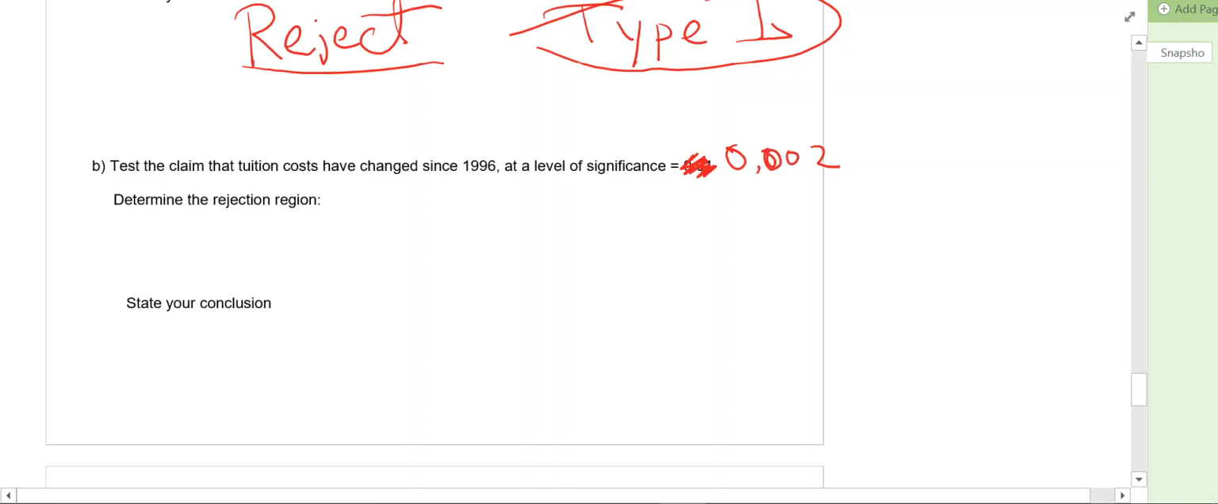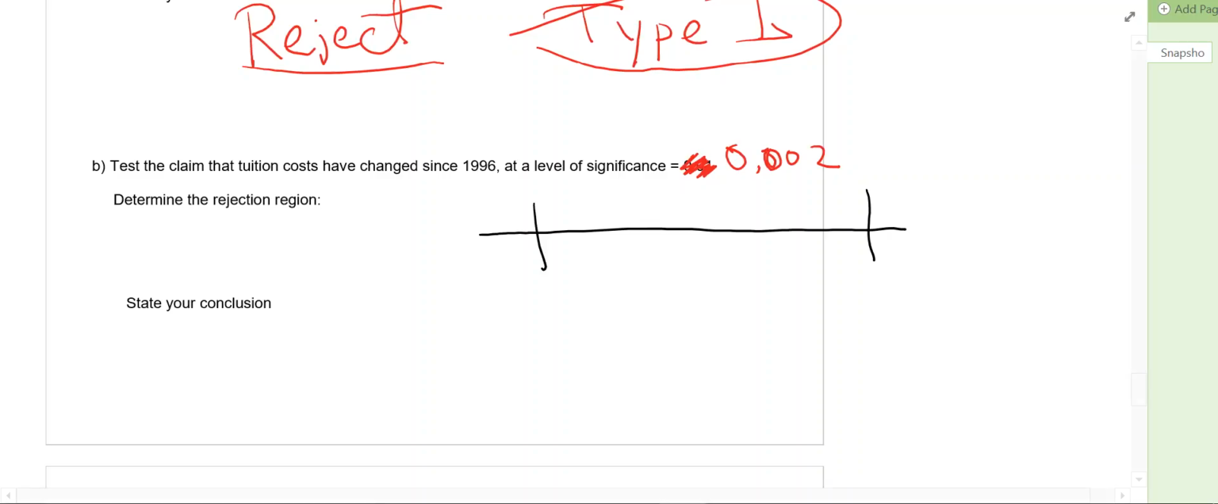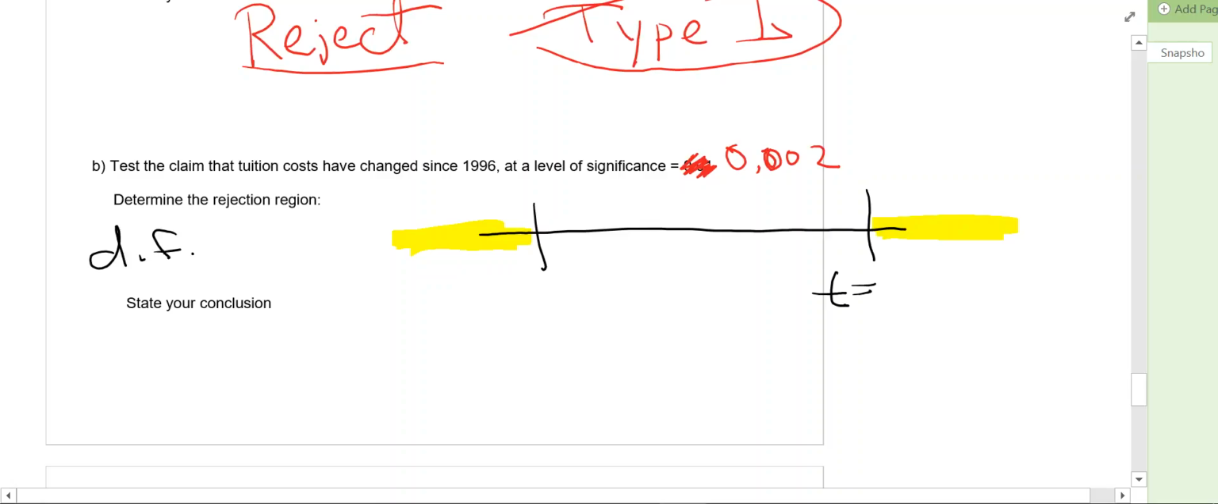All right, so here, once again, we're rejecting if we are too large or too small. Once again, we are working with a t-score because we do not know what the population standard deviation is. Again, our degrees of freedom is 14 minus 1, right?